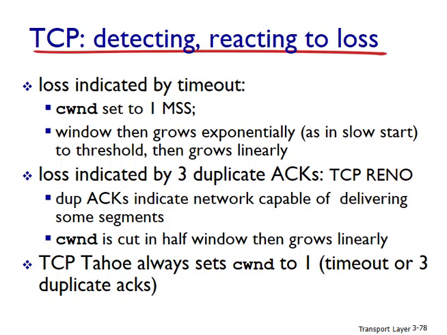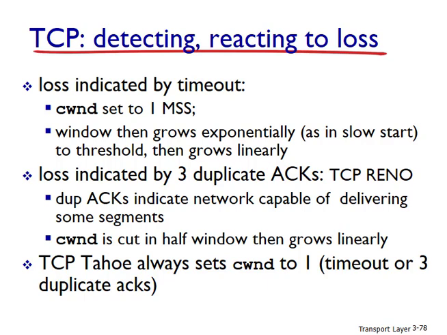TCP's congestion avoidance algorithm behaves the same when a timeout occurs. As in the case of slow start, the value of cwnd is set to 1 maximum segment size, and the value of the slow start threshold is updated to half the value of cwnd when the loss event occurred.